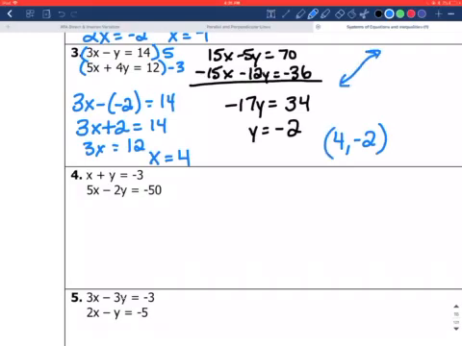Again, we have two lines here. We're just trying to figure out at which point do they cross. We're looking for a coordinate for all of our answers.